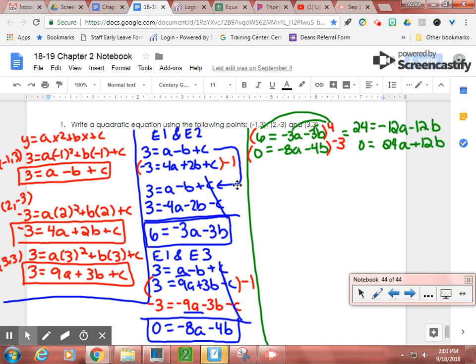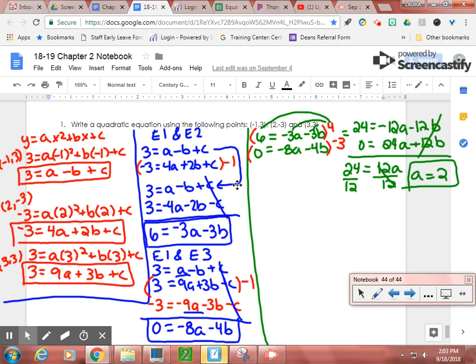Okay, so what's the purpose of that? Well, the purpose of that is now your b's go away. So now what I know by adding this is that 24 is equal to 12a. I can solve for a now, and a is equal to 2. Okay, step 1. We have one of our variables done.